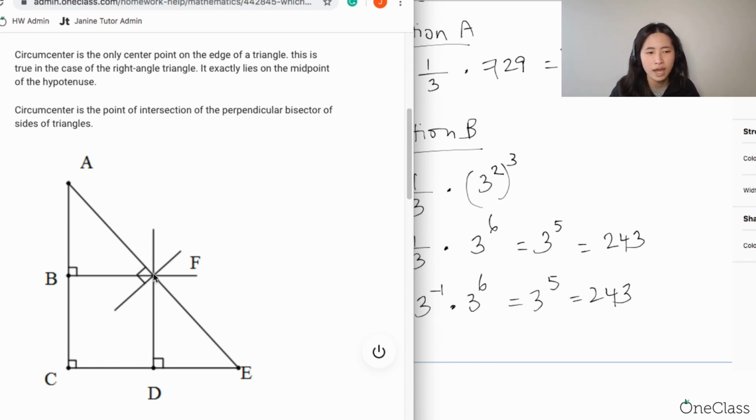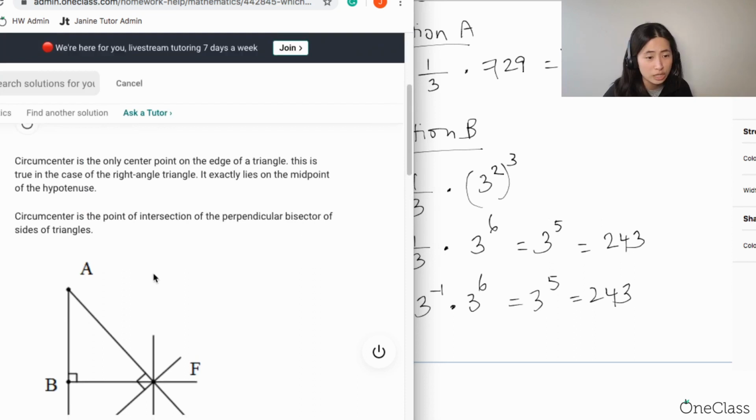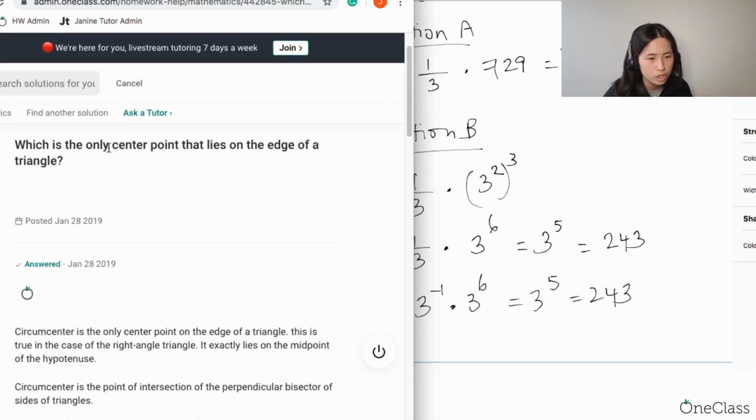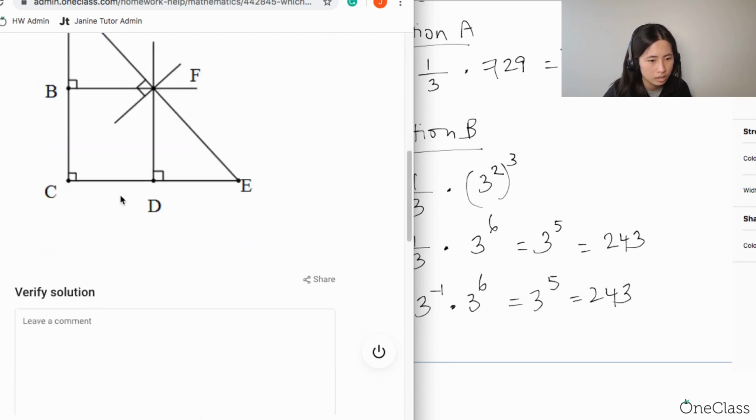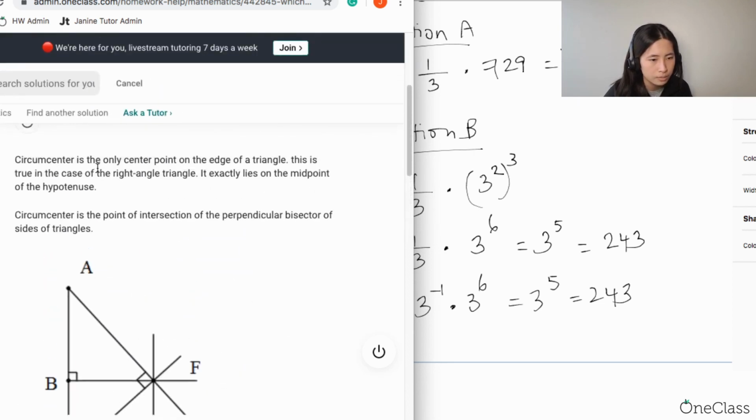And on top of that, if you have a circumcenter and it's a right triangle, that creates a midpoint in your hypotenuse. So that's something that you need to know, which is the only center point that lies on the edge of a triangle, and circumcenter is the only center point on the edge of a triangle.